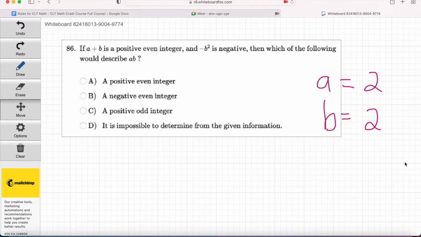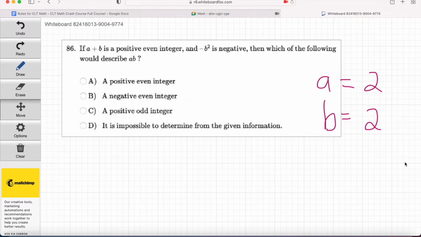Yes. Yeah, because we get 4 when we add 2 and 2. So that works. Is negative b squared negative? Yes, because there are no parentheses. Absolutely. I love it. And that would be different from if they said parentheses negative b squared. That would be positive, because negative 2 times negative 2 would be positive 4. But they don't do that.